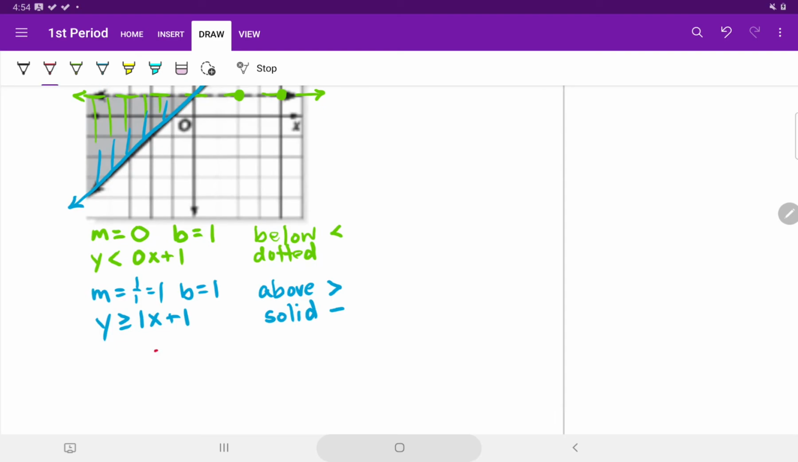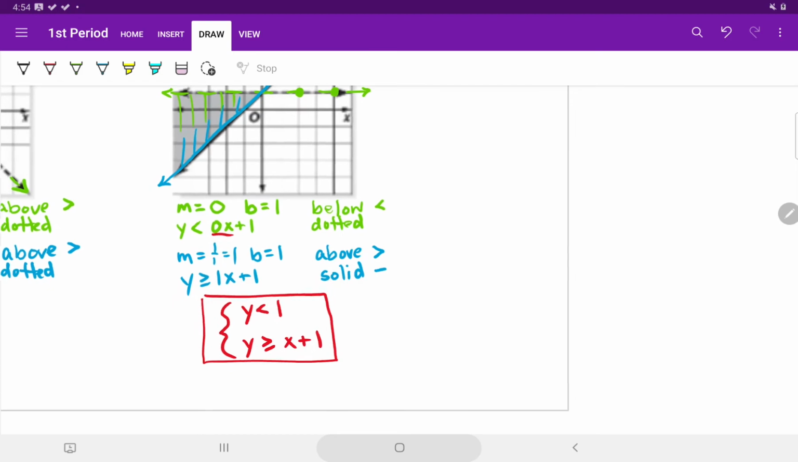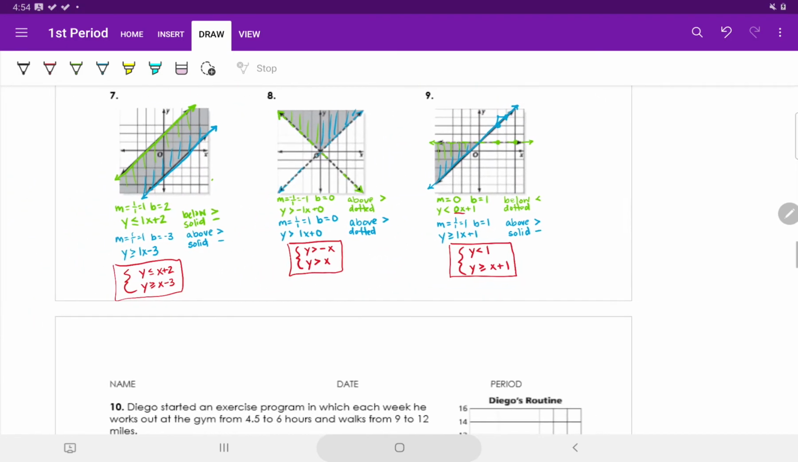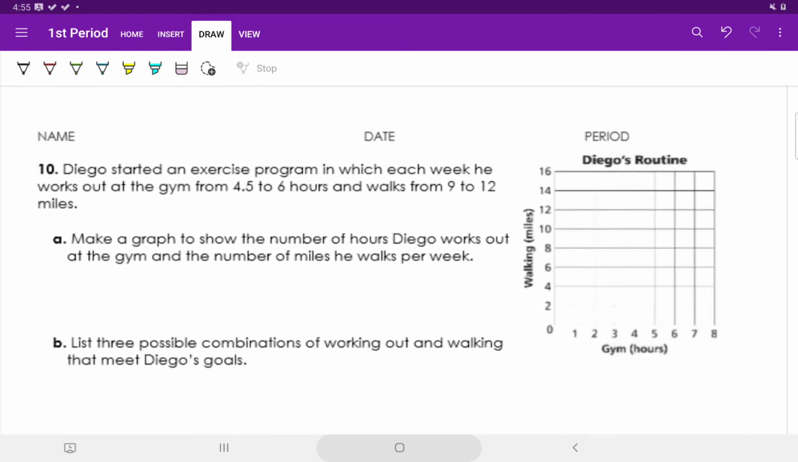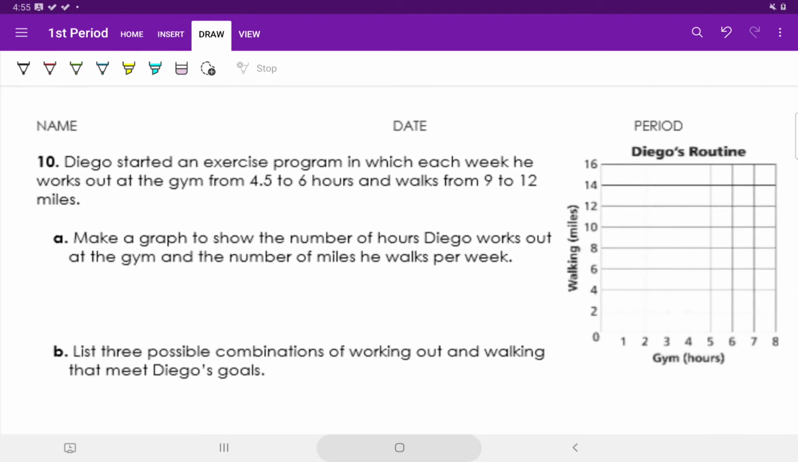Let's rewrite our answer. Y is less than 1. Notice I didn't write the 0x. You don't have to write that. And y is greater than or equal to x plus 1, or you could write 1x plus 1. We have 2 problems left. They're both word problems, so attempt number 10 on your own.